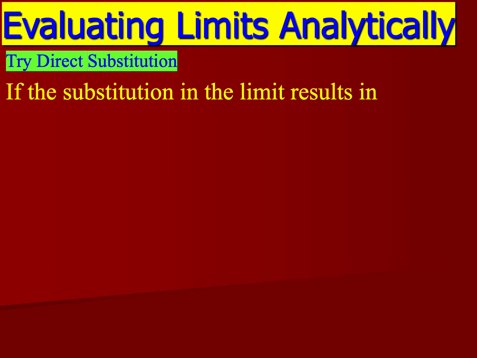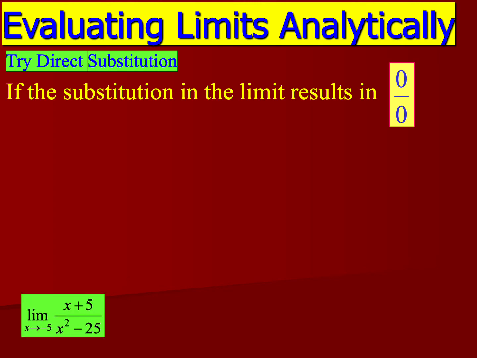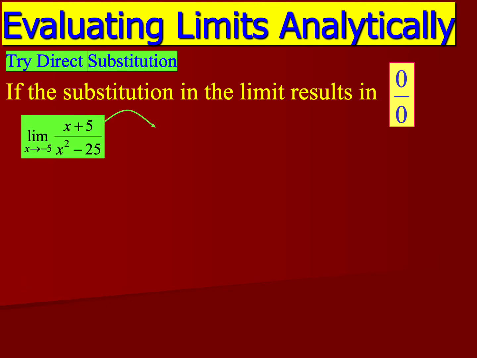Now, if the substitution in the limit results in 0 over 0, in this case the calculator cannot give me the answer. So I need to search for another way to get the answer. Like this example here, when you replace x equals -5, I get 0 in the numerator, and I replace in the denominator, I also get 0. So 0 over 0, dividing by 0, is a big problem. We cannot use a calculator to get the answer. So in this case, we search for another method, and here there are two methods we can say.